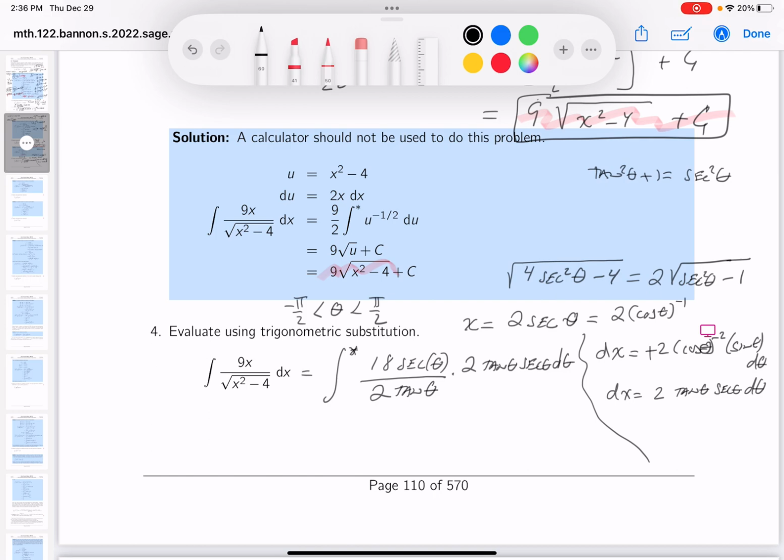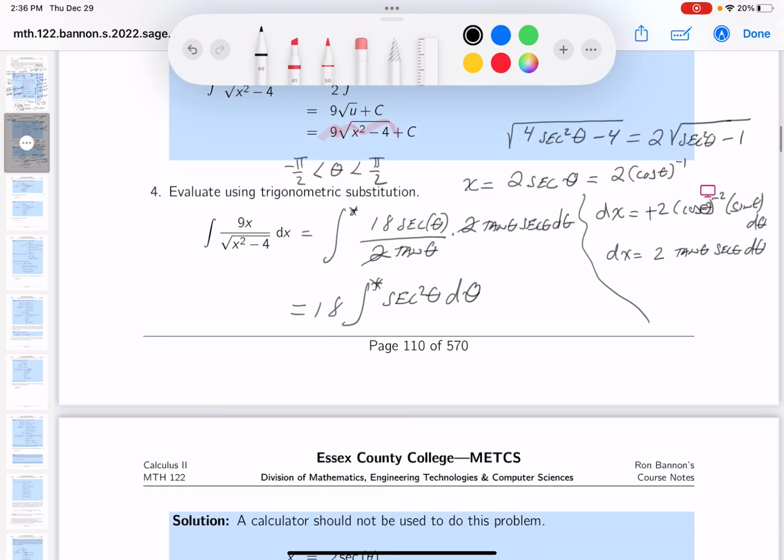So I'm going to say the 2's cancel. I do see an 18, and then I see secant squared d theta. All right, I recognize that. And that's going to be 18 tan theta plus some constant of integration.